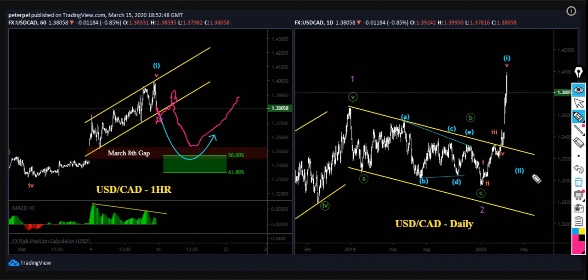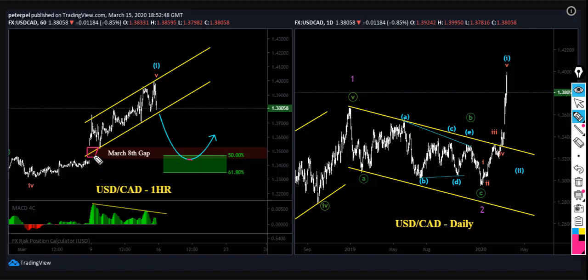And we can see that on March 8th there was a gap, which most of the time the market comes back to fill that gap. So we can see that the correction will coincide with filling this gap, and at the same time we can see that the 50% 61.8 Fibonacci level is at this area.